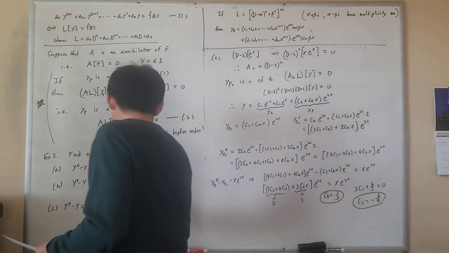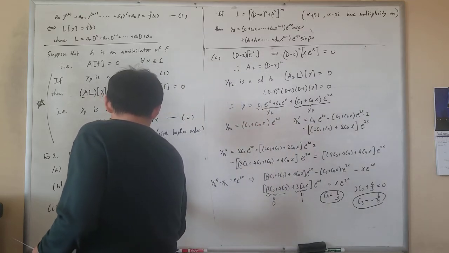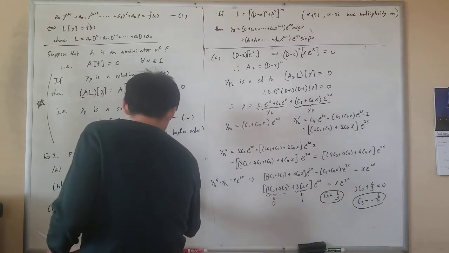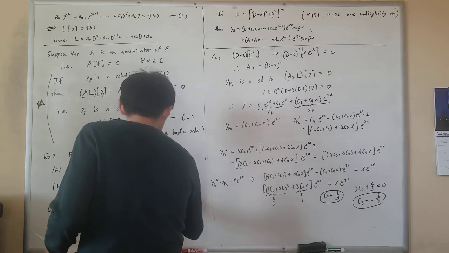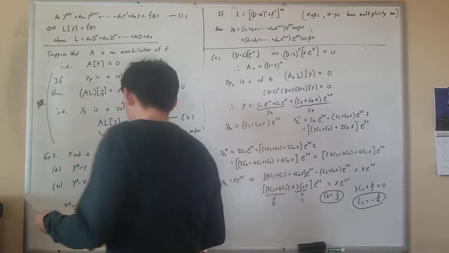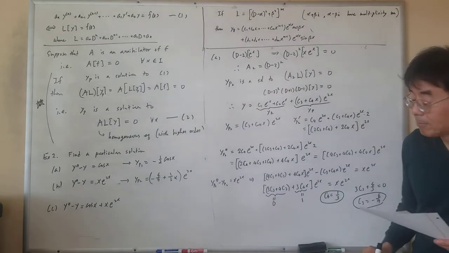So your yp2 must be negative 4/9 plus 1/3 of x, times e to the 2x. Okay?